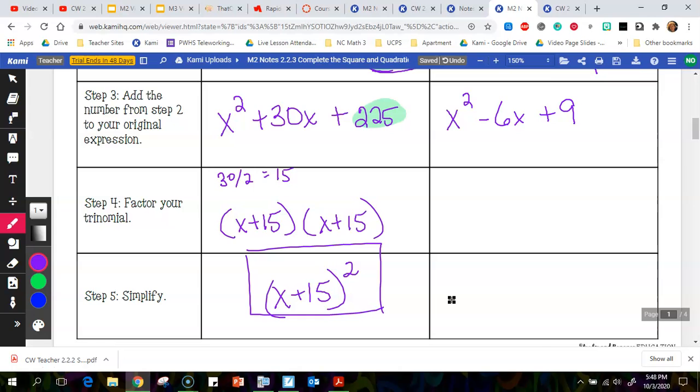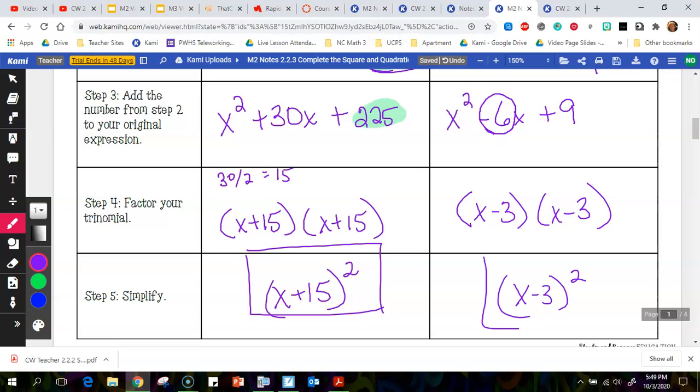This is still a perfect square. But in this case, I take the -6 and divide it by 2. So it ends up being x minus 3 instead of x plus 3 in this one. So I would rewrite it like that.